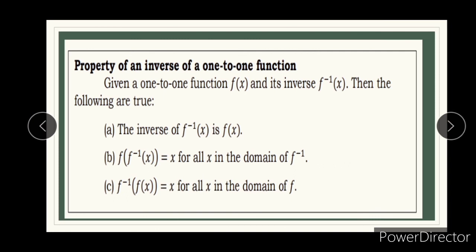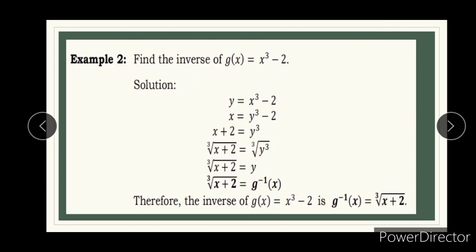Let's have another example. Find the inverse of g of x is equal to x cubed minus 2. For the solution, first step, write the function in the form y is equal to f of x. So we have y is equal to x cubed minus 2. Next step, interchange the x and y variables. So you have x is equal to y cubed minus 2.